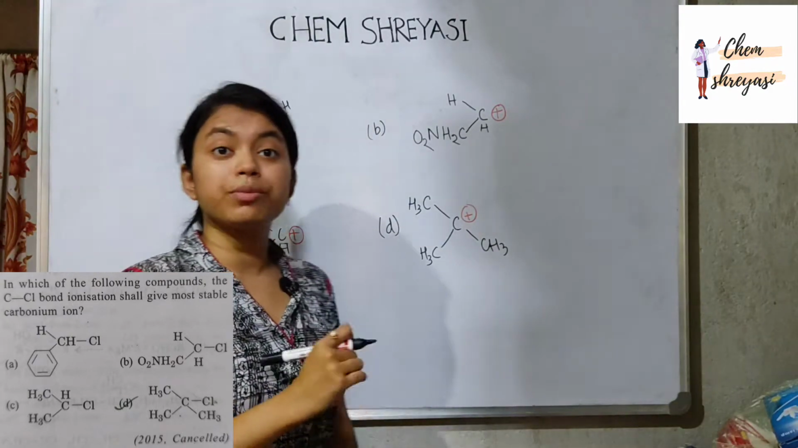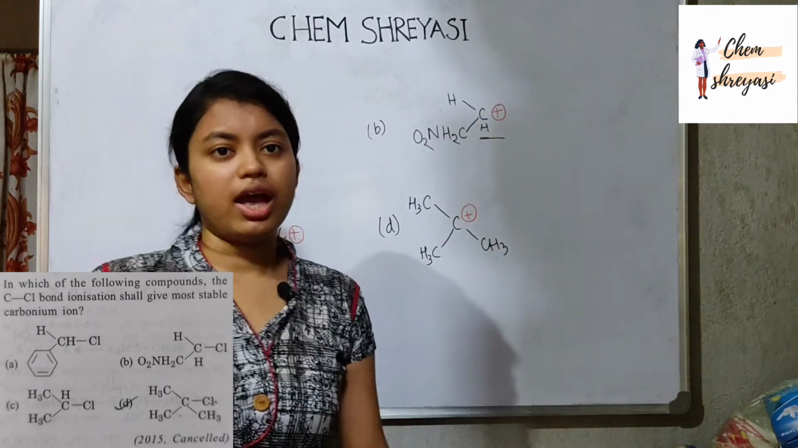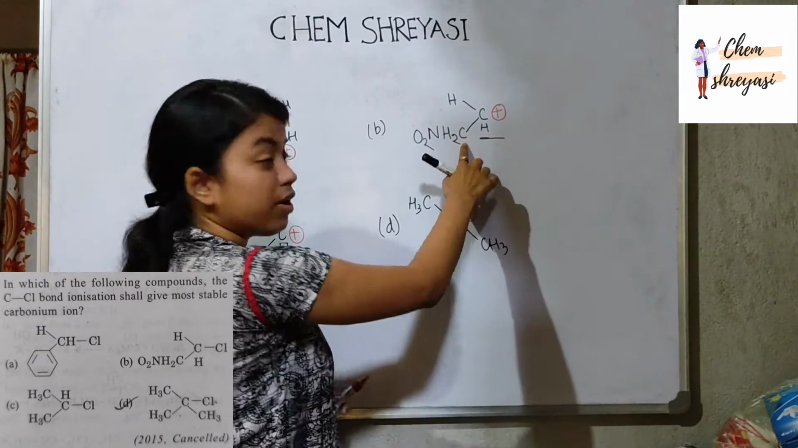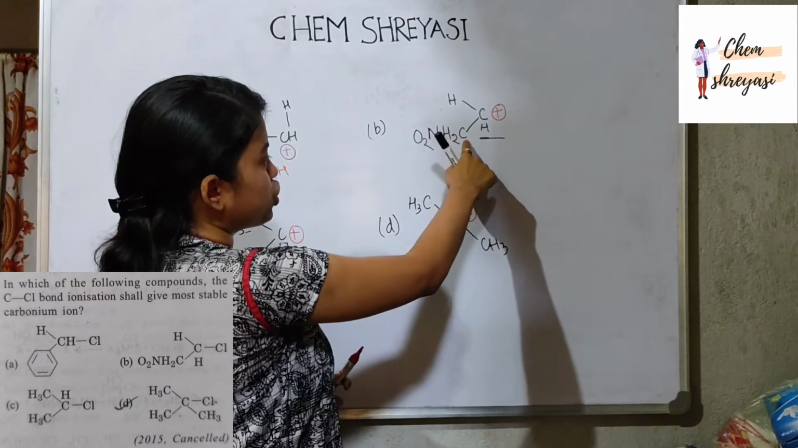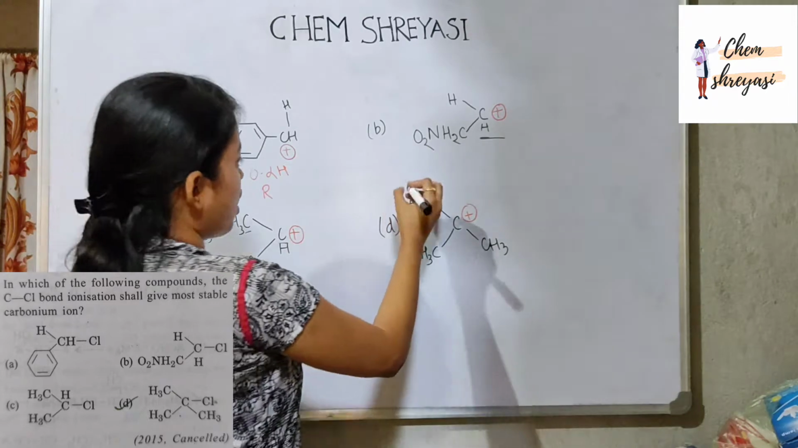Now moving to option B. So in this case, this carbon contains the positive charge, and we can see that there is 1 alpha carbon, and 1 alpha carbon means there are 2 alpha hydrogen.